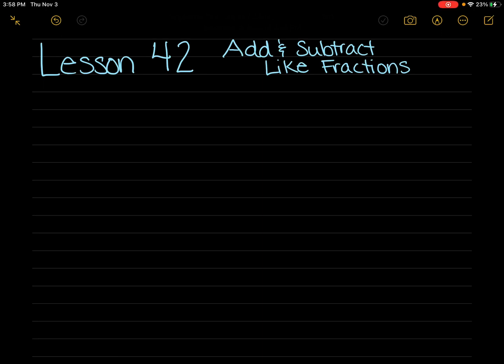Hello students, today we're doing lesson 42, and that's on adding and subtracting like fractions. This is the first part of chapter 5. Chapter 5 is all about adding and subtracting fractions. So today we're going to learn how to do it with like fractions, and we'll learn the unlike fractions later.